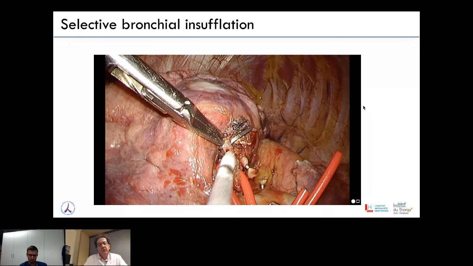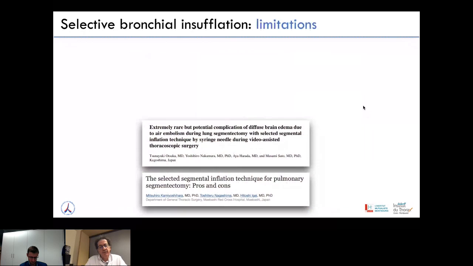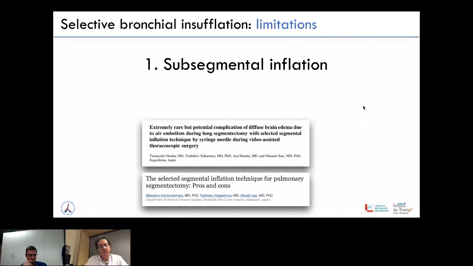We have given up with this technique for several reasons. First reason is that it's not very precise, and second reason, complications have been described. The reason it's not very precise is that you never know whether the catheter is really inside the segmental bronchus or has moved into a subsegmental bronchus, and in most cases it goes into a subsegmental bronchus. And the other reason, as I told you, is that some complications have been described.